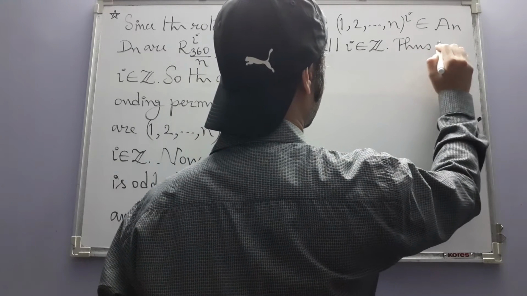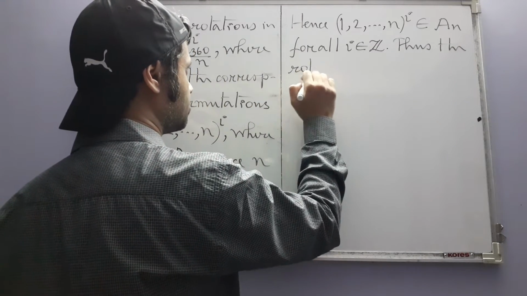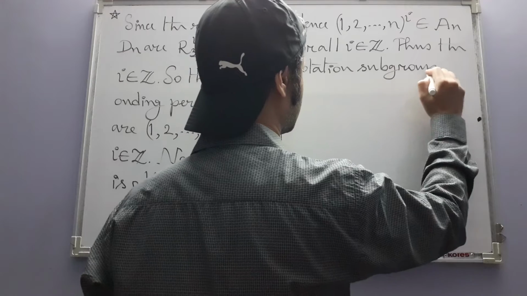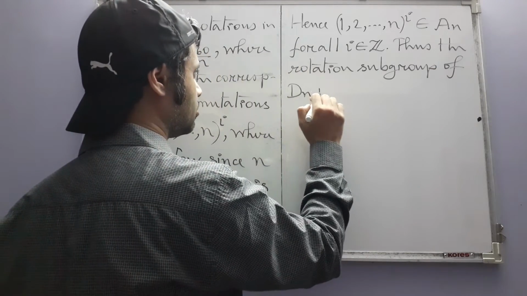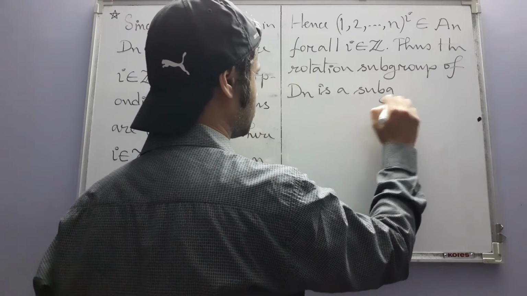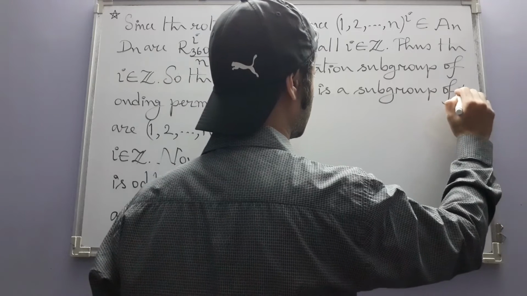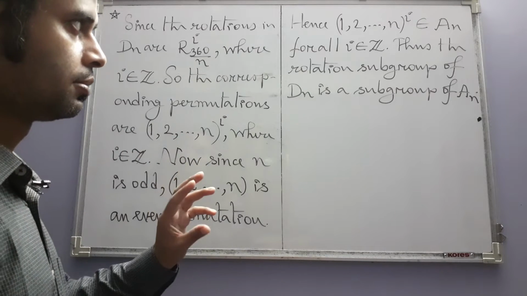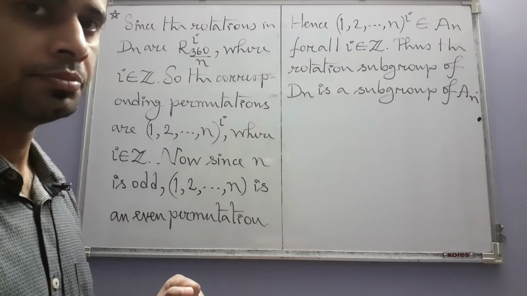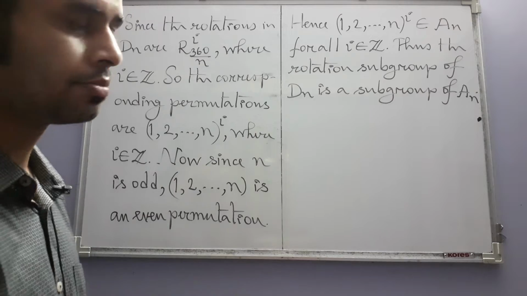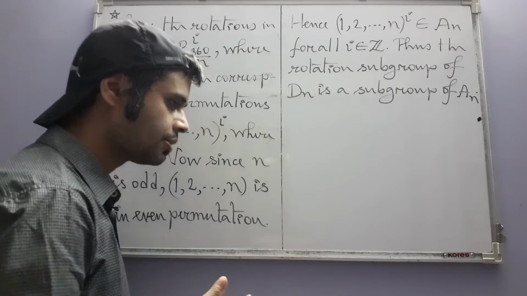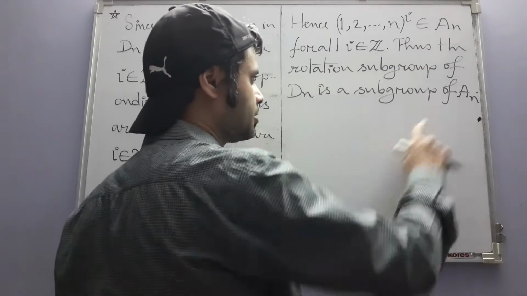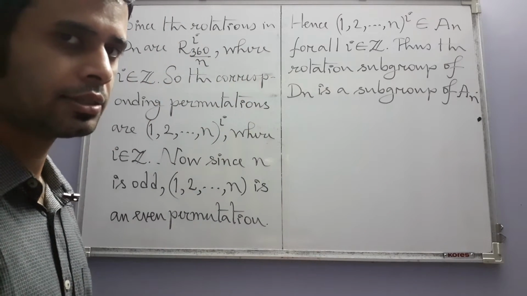Thus, the rotation subgroup of Dn is a subgroup of An. This last sentence, which is also there in the exercise, it seems like the sentence is actually not true, and in fact, strictly speaking, it is not, because the elements in Dn are geometric transformations that you apply on a geometric figure, namely the n-sided regular polygon, whereas the elements in An are permutations. They are not exactly the same thing.